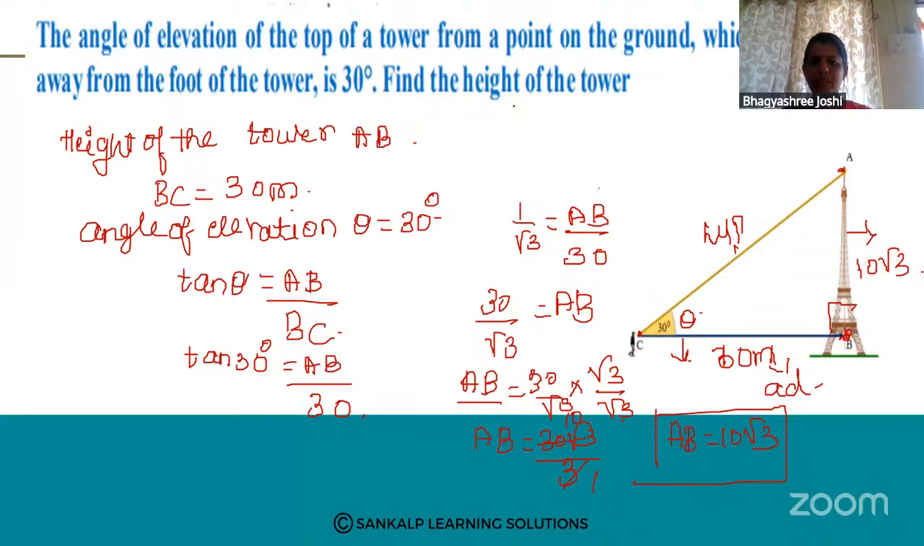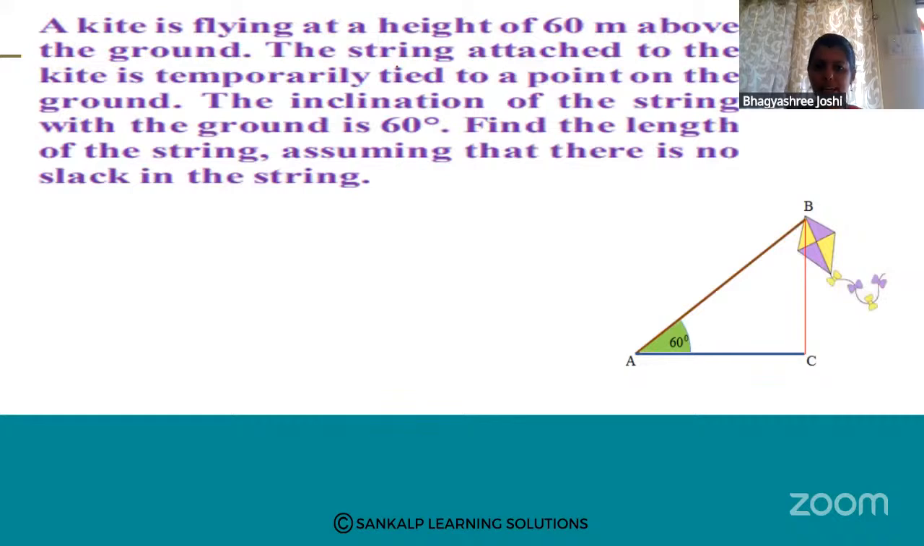Yes, over. So next question is, a kite is flying at a height of 60 meter above the ground. The string attached to the kite is temporarily tied to a point on the ground. The inclination of the string with the ground is 60 degree. Find the length of the string assuming that there is no slack in the string.